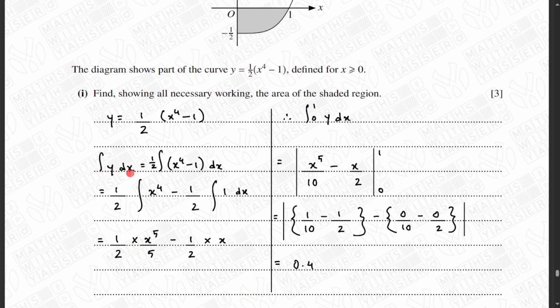So integrating y with respect to x, we get half. We can take half outside of the integration because it's a constant, and we can simply integrate x to the power 4 minus 1. So splitting this, we get half integrating x to the power 4, and again if we take half outside, we just need to integrate 1. When we integrate x to the power 4, we get 4 plus 1, which is 5, and 5 in the denominator. Also, when we integrate 1, we get just x. So it will be half times x to the power 5 over 5 minus half times x.